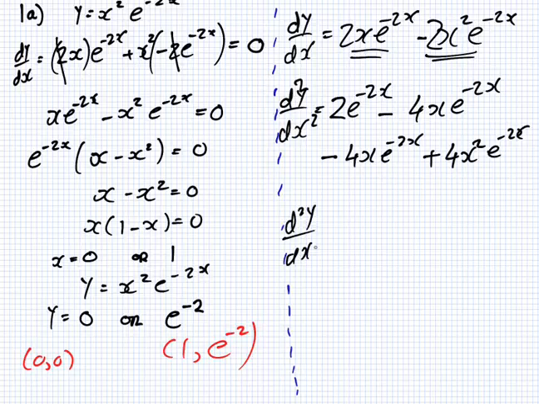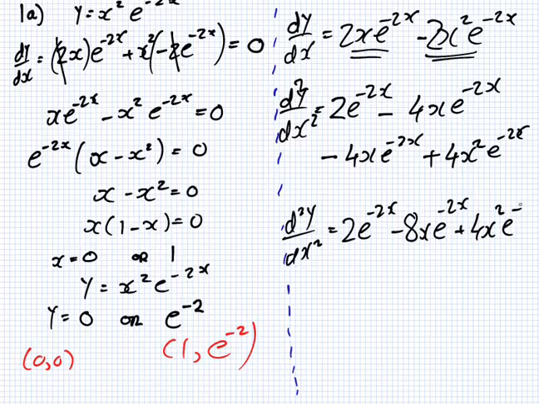So this can be cleaned up, can't it? Can it? Not much. 2e^(-2x) - 2x·... minus 8x e^(-2x) plus 4x² e^(-2x). Now if I put 0 into this, what will I get? Will the second derivative be positive or negative?